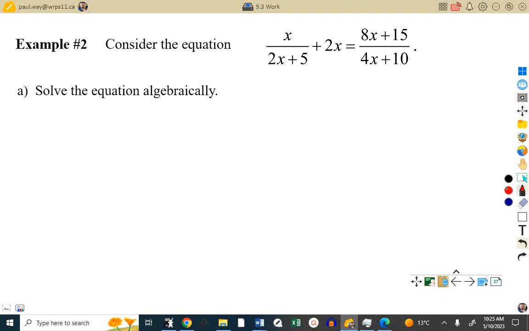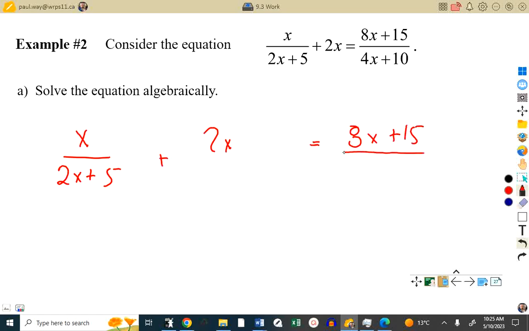I'll ask you guys a question first. Before I start to get rid of the denominators, which I want to do, what should I do? While you're pondering that, let me rewrite this equation, and tell you that it is a fatal mistake for you to multiply both sides by 2x plus 5 and multiply both sides by 4x plus 10. Why?